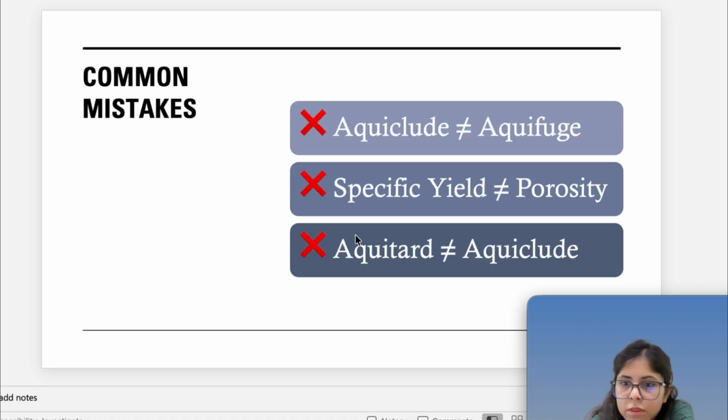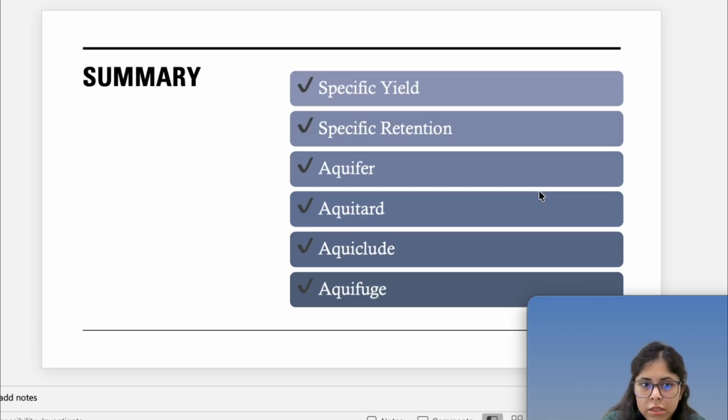Now, there are some common mistakes that people make. They think Aquiclude is equal to Aquifuge. It's not. Specific yield is not the same as porosity. Porosity is how much water will be stored, but specific yield is how much will be drained by gravity. So these two things are not the same, right? And people get confused between Aquiclude, Aquifuge, Aquitard. We just have to pay a little attention to this.